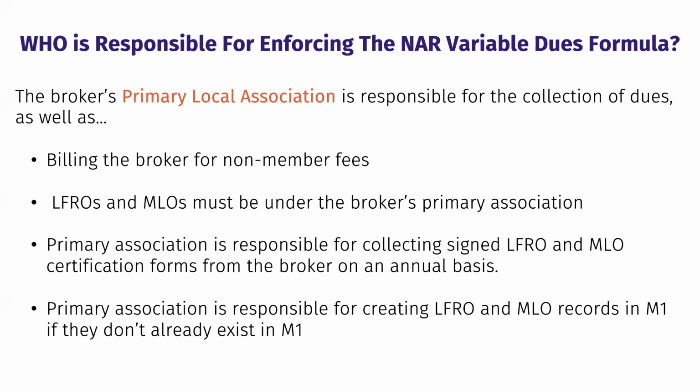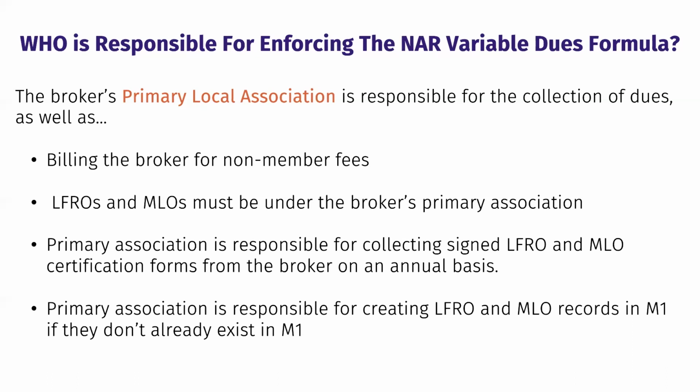The primary association is responsible for collecting signed LIFRO and MLO certification forms from the broker, and that's done on an annual basis. The primary association is responsible for creating LIFRO and MLO records in M1 if they don't already exist in M1. Now remember, this is the broker's primary association's responsibility and not the secondary association.